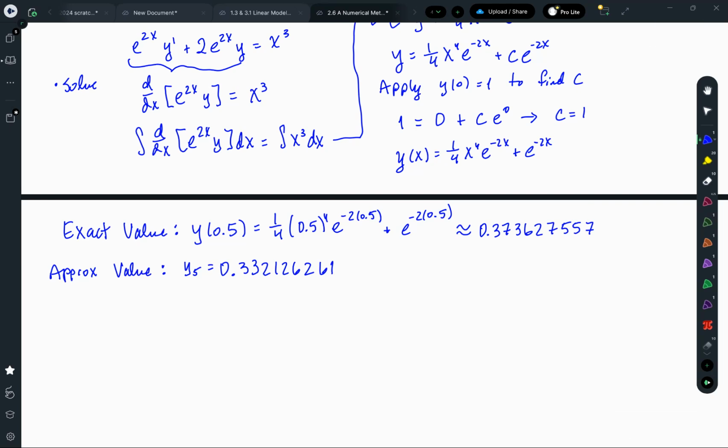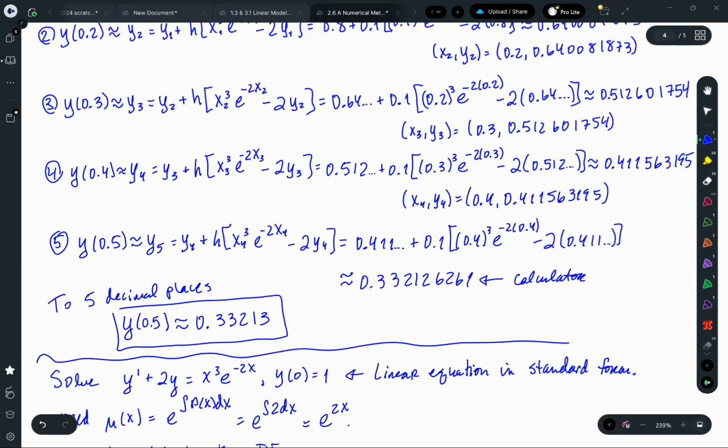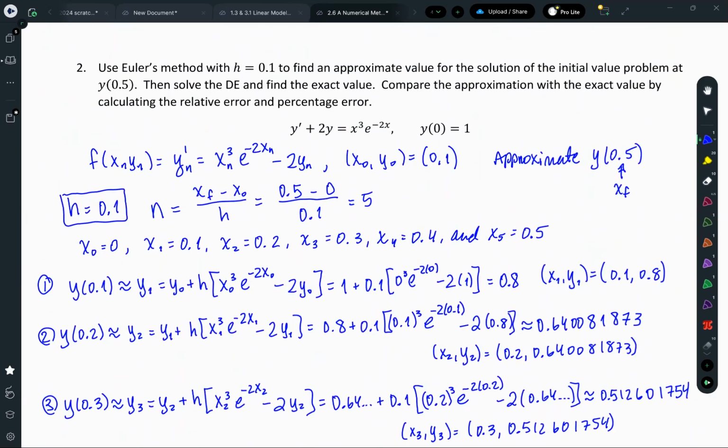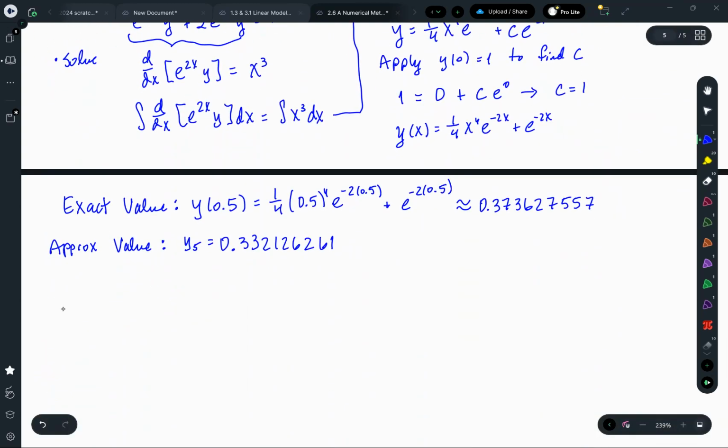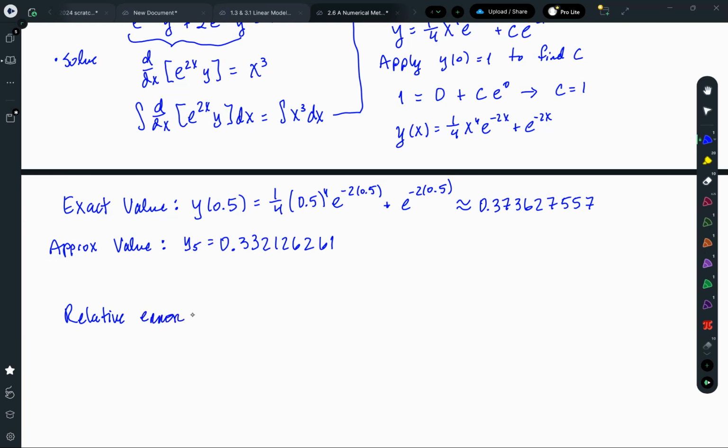So then we're asked to, what do they want? Compare the approximation with the exact value by calculating the relative error and the percentage error. Okay, so the relative error is equal to, it says absolute error in the numerator, but that's just the absolute value of the exact minus the approximation divided by the absolute value of the exact value.